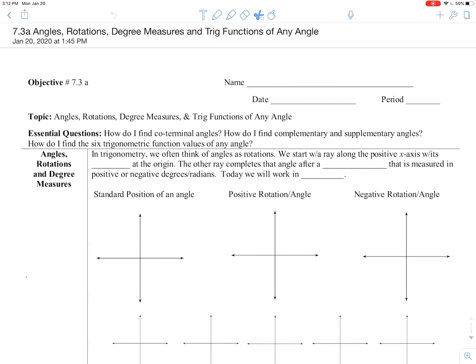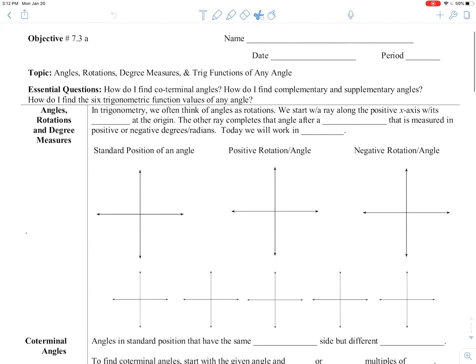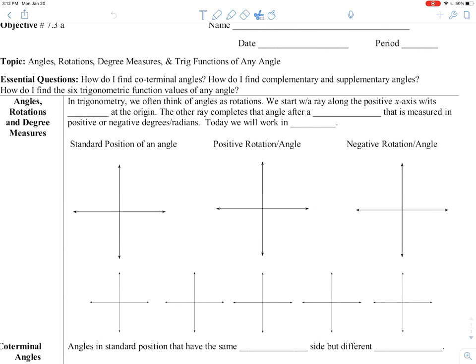So our topic today is angles, rotations, degree measures, and the trig functions of any angle measure. Essential questions are, how do I find coterminal angles? How do I find complementary and supplementary angles? And how do I find the 6 trig function values of any angle? So we'll start with angles, rotations, and degree measures.